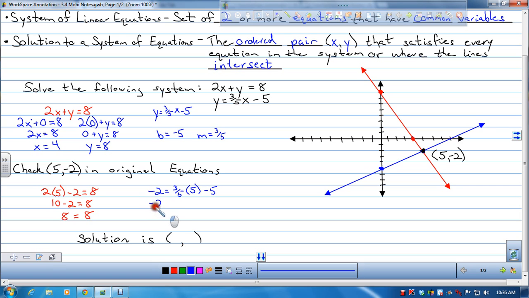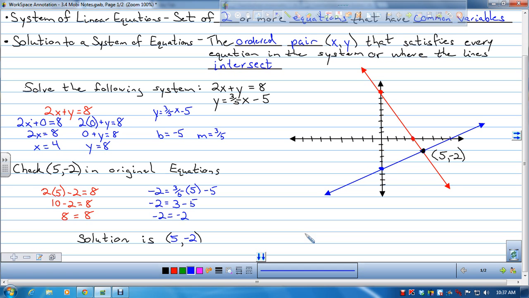So simplify the right hand side of the equation. 3/5 times 5, the 5's would simplify to 1s. I'd just be left with 3 minus 5. 3 minus 5 is -2. Since both of these are in fact equal, and they are true, then I know that my solution is in fact 5, -2, and that is my actual answer.